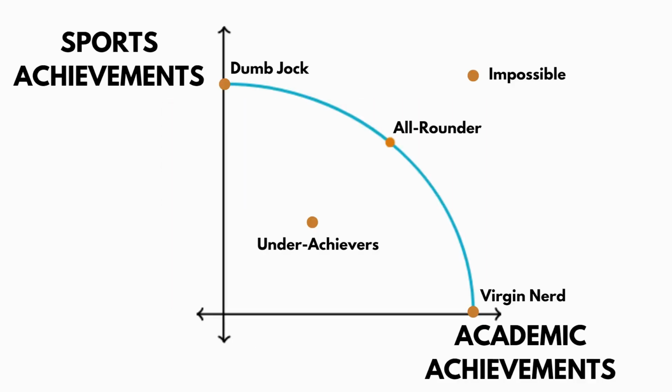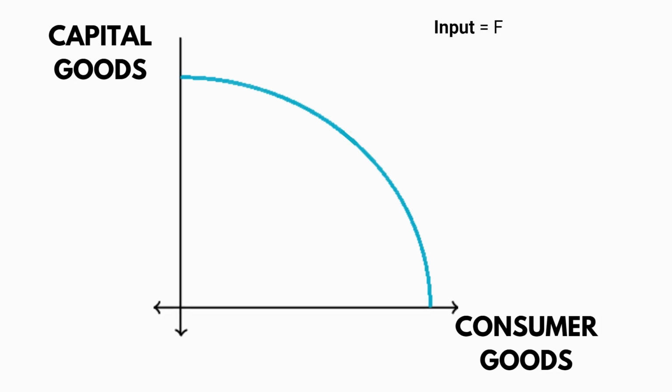Now that we've gone over how this graph works, we can take it back to its rightful home and look at how it would apply to a hypothetical economy producing two types of goods. Capital goods, which is just a fancy way of saying goods used by businesses for production, for example tools, machines, equipment, and consumer goods, which are goods used by consumers, anything you and I could buy. Instead of hours, the inputs into production are now the factors of production. Let's assume this economy is maximally efficient.